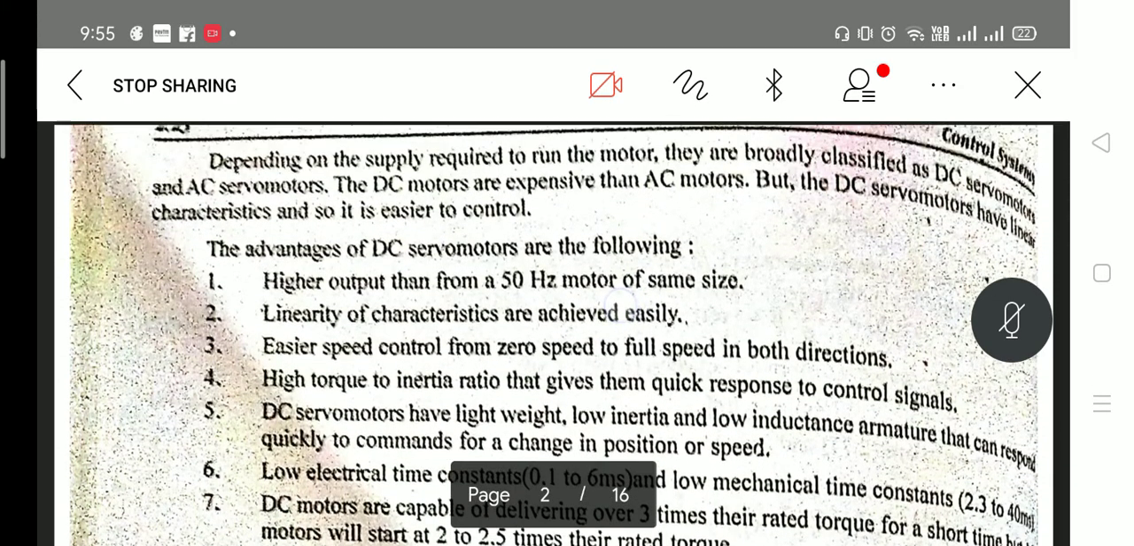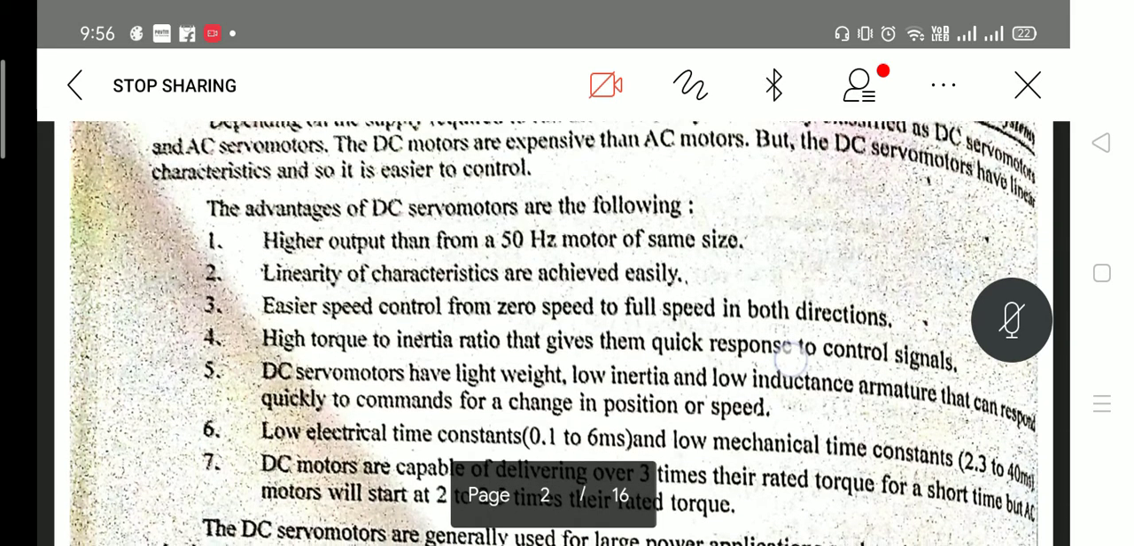Advantages of servo motors. We have two types of servo motors here, DC and AC servo motor, from the supply purpose. Here the DC motor is more expensive than the AC motor. Why? Because we have these advantages of DC compared to AC. Higher output than a 50 Hz motor of the same size. For the same size, we get more output in DC.